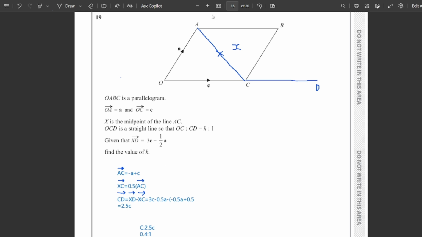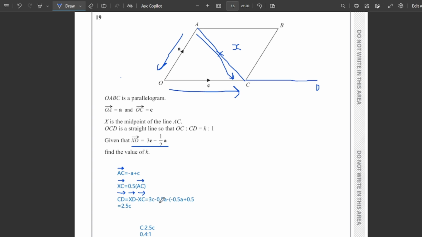So firstly, AC equals minus A plus C, because you're going back and then along. Then XC is half of that, because X is the midpoint. So then CD equals XD minus XC. And you have XD, and you've just worked out that XC is 0.5 AC. So then you just sub all of that in.